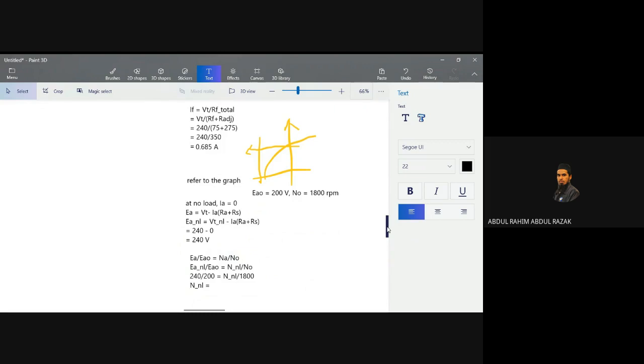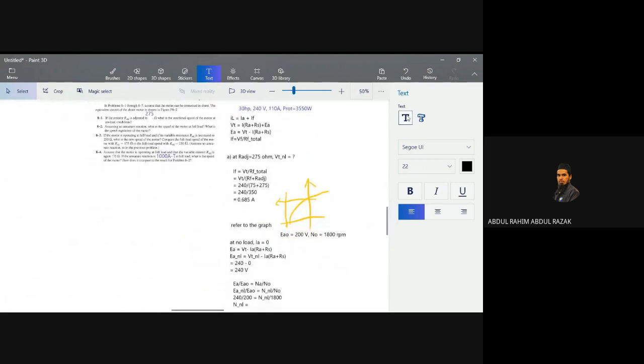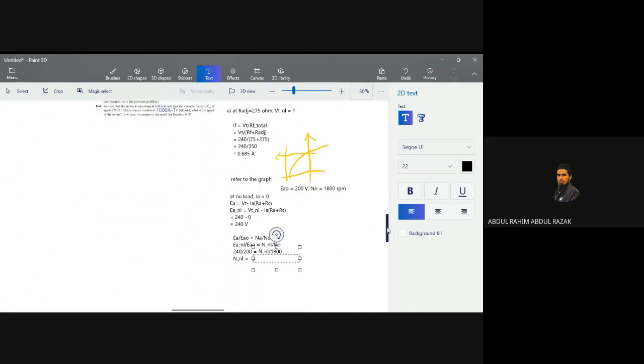So how much did you get? Speed at no load. Anybody? Can you see? Can you understand? How much? Guys, are you all there?